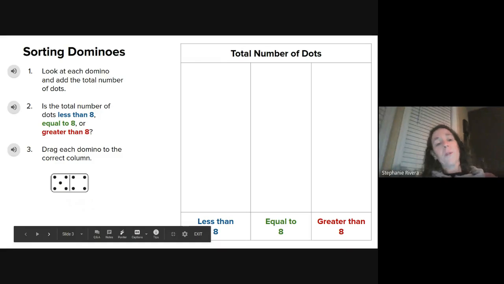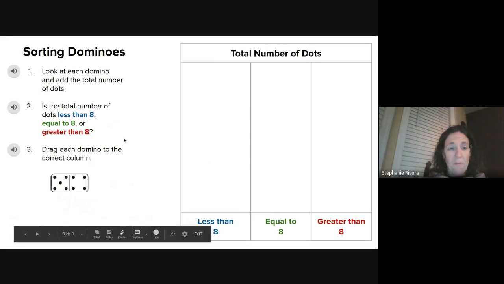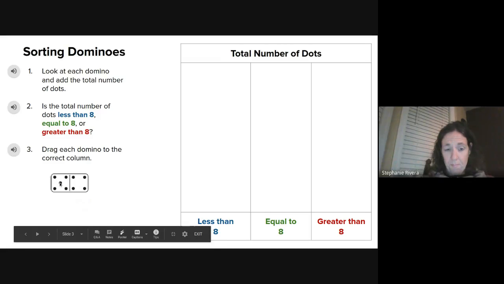So we're going to do some domino sorting. First, you're going to look at each domino. Then you're going to add up the dots. If the number is less than 8, it goes in this column. If the number is equal to 8, it goes in this column. And if the number is greater than 8, it goes in this column.